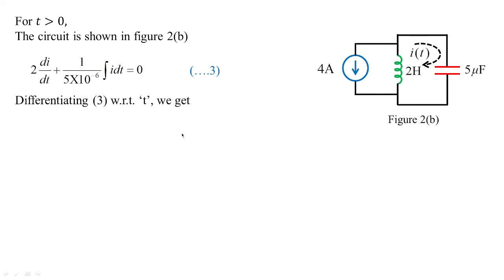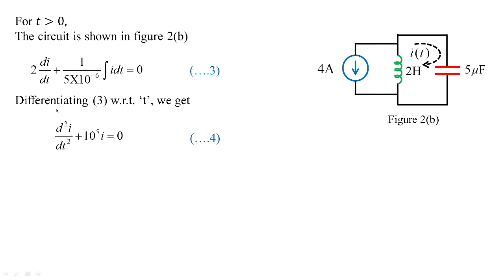Now I'm going to differentiate equation 3 with respect to t. See here you have 2, just take this 2 out, and 1 divided by 5 times 10 to the power of minus 6. So 2 multiplied with 5 becomes 10, and 10 to the power of 6 goes to the numerator. In the denominator you have 10, and in the numerator you have 10 to the power of 6. So this becomes 10 to the power of 5.